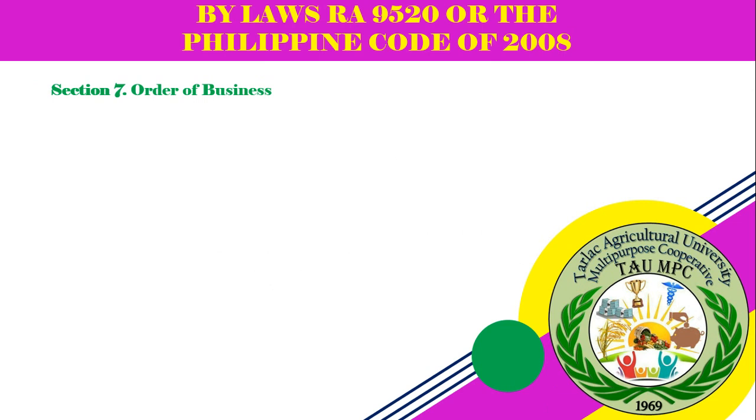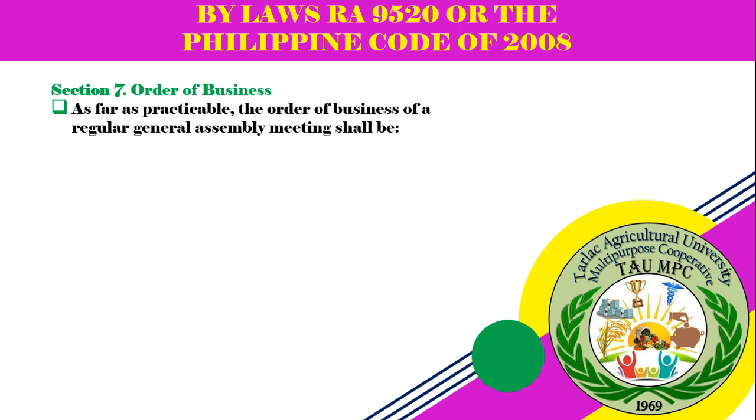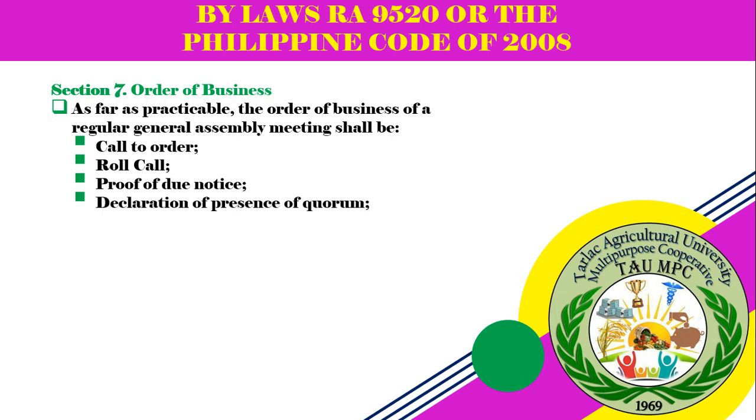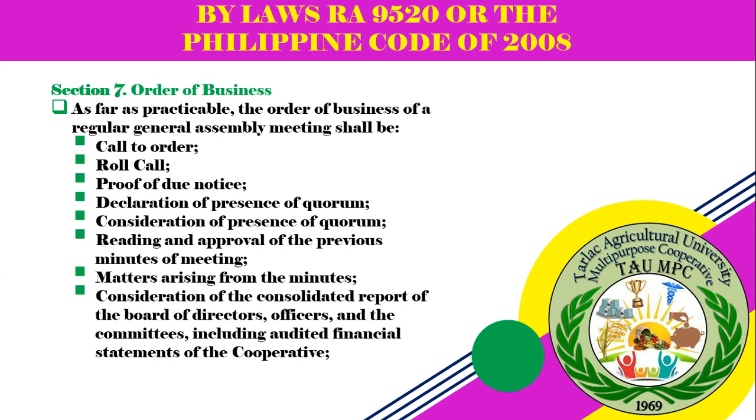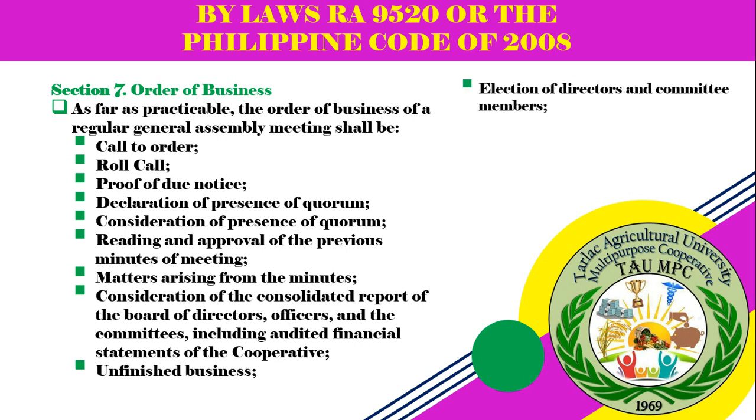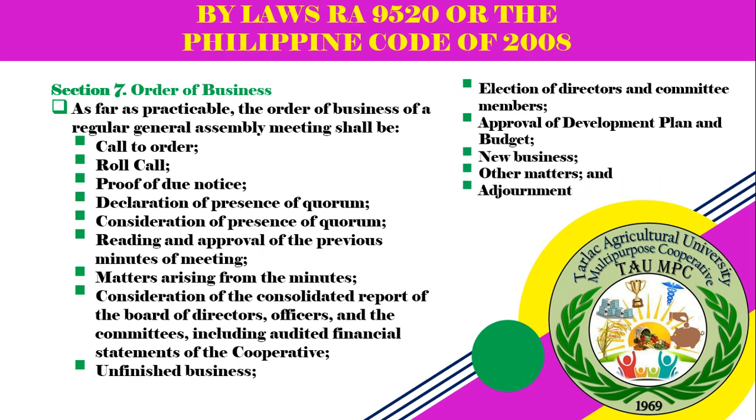Section 7. Order of Business. As far as practicable, the order of business of a regular General Assembly meeting shall be call to order, roll call, proof of due notice, declaration of presence of quorum, reading and approval of the previous minutes of the meeting, matters arising from the minutes, consideration of the consolidated report of the Board of Directors, officers, and the committees, including audited financial statements of the cooperative. Unfinished business. Election of directors and committee members. Approval of development plan and budget. New business. Other matters. And adjournment.